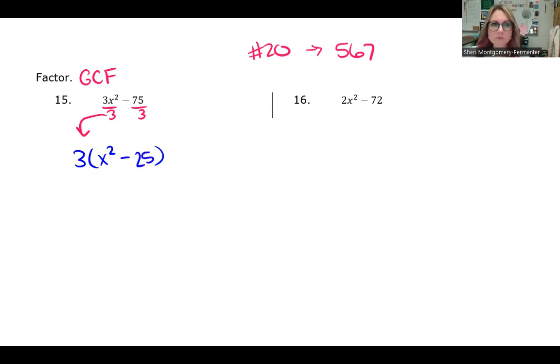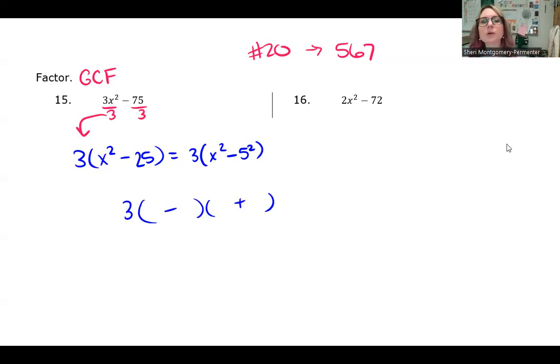25. All right, is 25 a perfect square? Yep. What is it the same thing as? Yep. So this is the same thing as x squared minus 5 squared. And as soon as I can write it as something squared minus something squared, and the 3 doesn't disappear, I can set it up with the parentheses, where one of them is going to be plus and one of them is going to be minus. Doesn't really matter which one. And then I put first things first. So the x will be first in both of them. The 5 will be second in both of them.